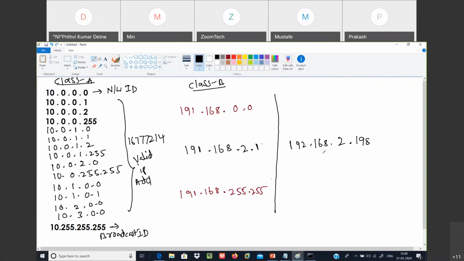192.168.2.198, is it valid? Yes, it's a valid IP address. 192.168.2.255, is it valid, guys? No. Why? Because it's a broadcast ID.